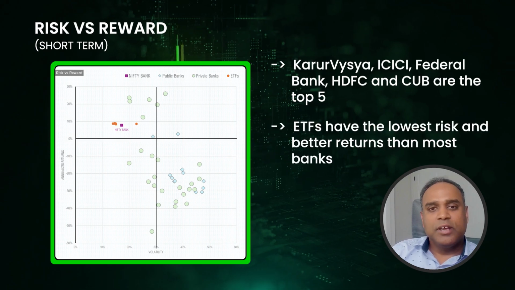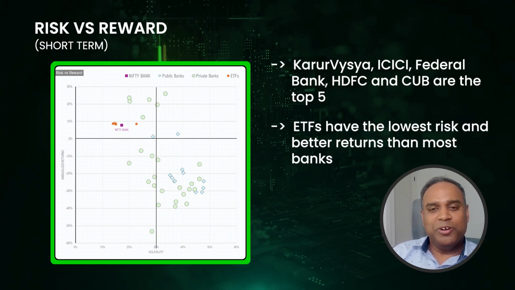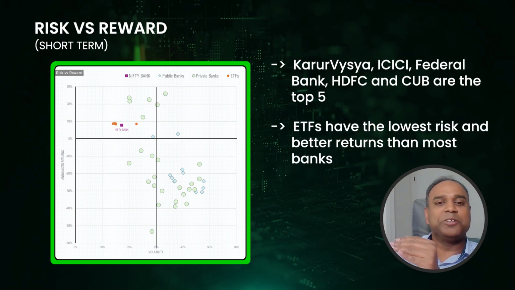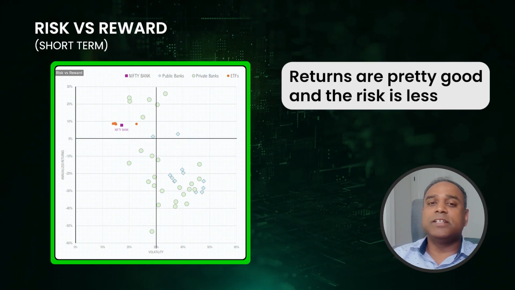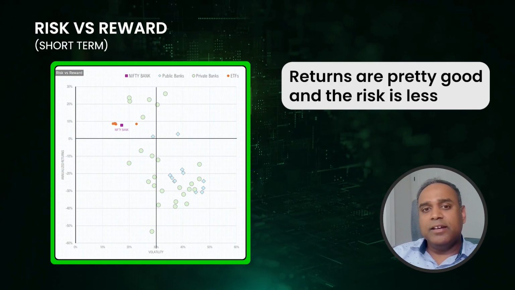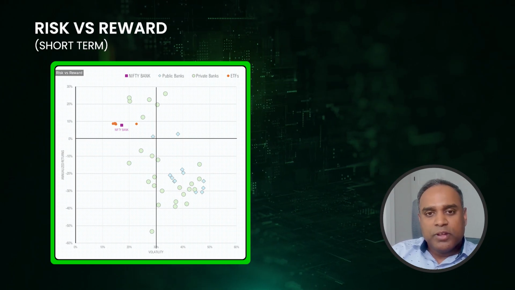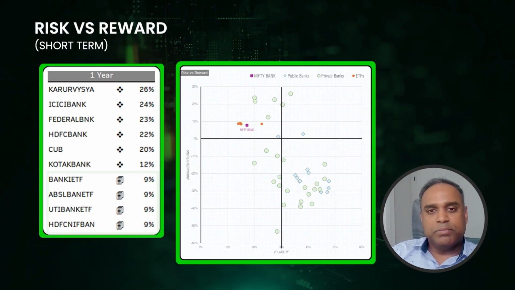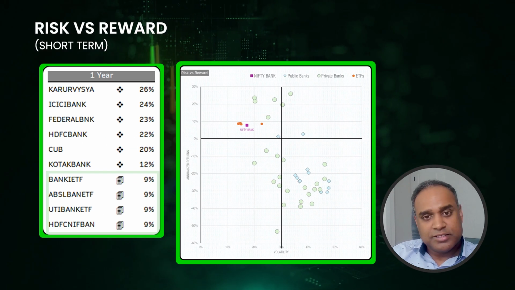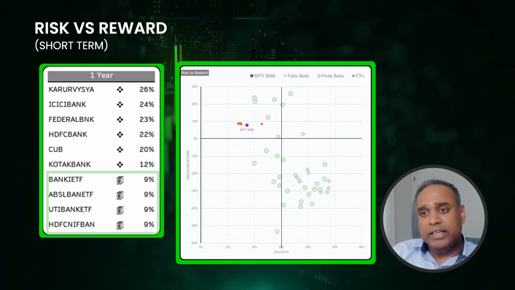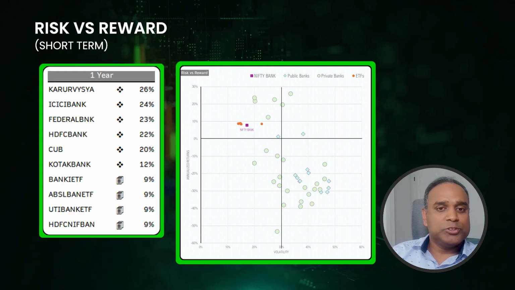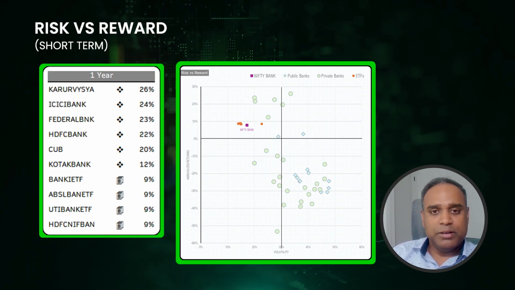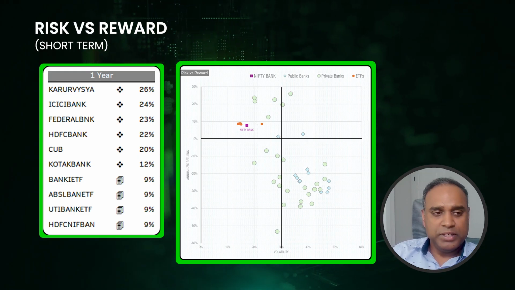Now, ETFs are no longer in the middle; they're actually in the top left quadrant, which is the best quadrant to be in, which means that the returns are pretty good and the risk is less. So except for those 6 private banks which seem to have better returns, ETFs are pretty good, and that's why ETFs ended up coming in the top 10 in the last 1 year of performance. So ETFs are becoming an attractive option, recently speaking.